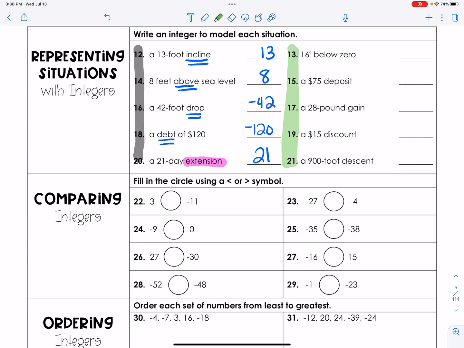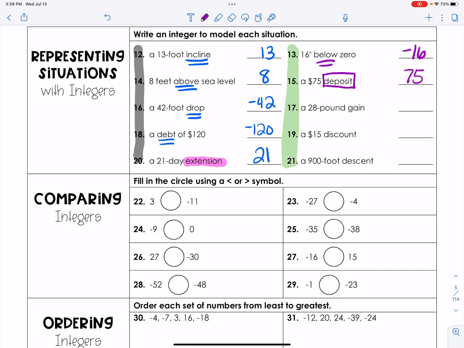All right, so you know me, I like my different colors. 16 below, the word that's tipping you off is below, so it's going to be a negative. Again, deposit might not be a word that you know, so ask somebody the definition of deposit, does it mean you're adding or you're taking away? Deposit means you go to the bank and add money to your account. So that's going to be $75.